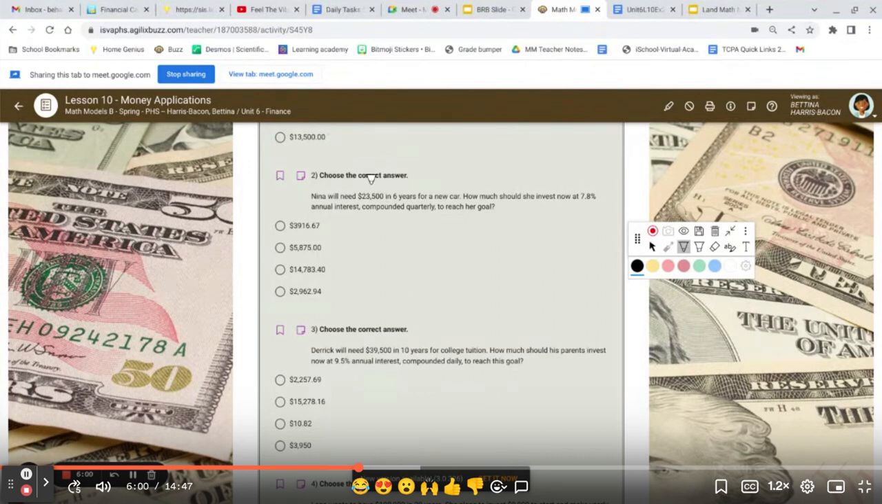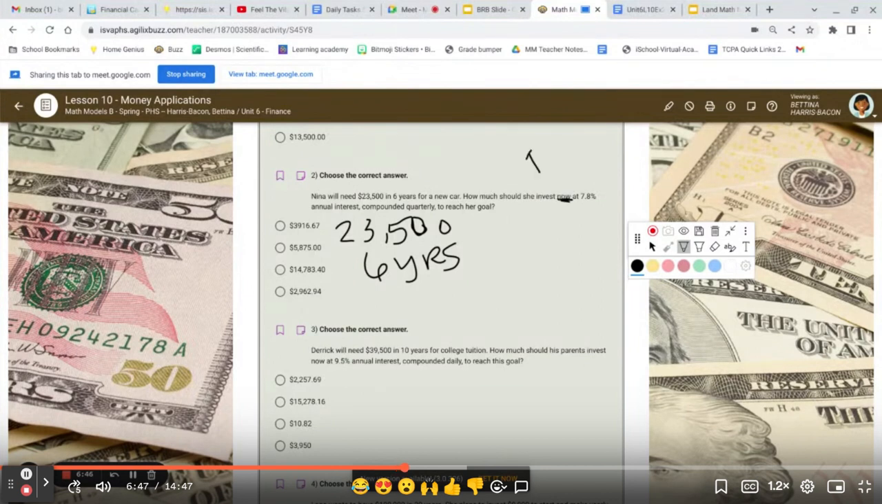Okay, so it says Nina will need $23,500. We can see that here, right? And it says that it's going to be in 6 years. It's a little bigger. I might just write it under it. So she's going to need $23,500. Now notice that it says she's going to need, right? That's a need, so that's how much money she's going to need. It says the time is going to be 6 years. And so the question asks, how much should she invest now?